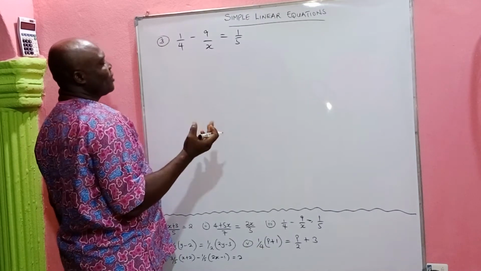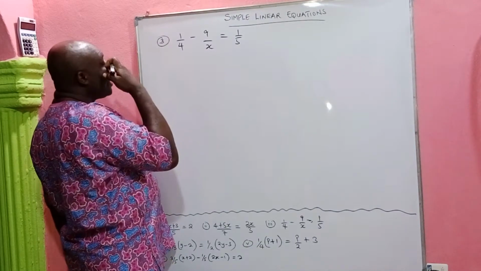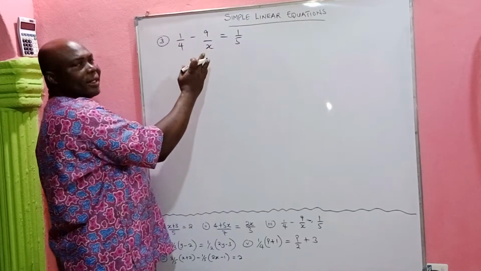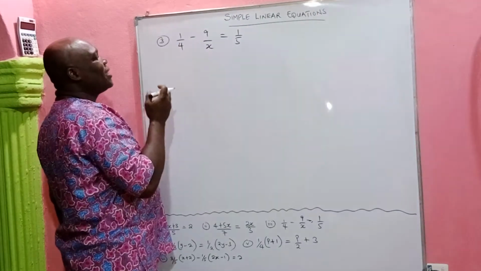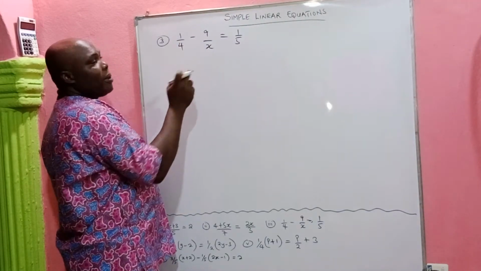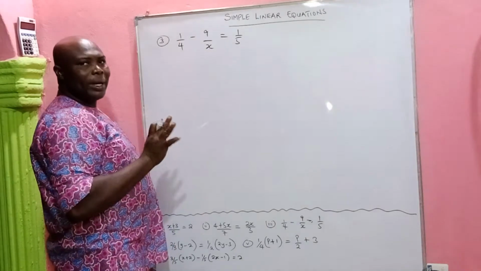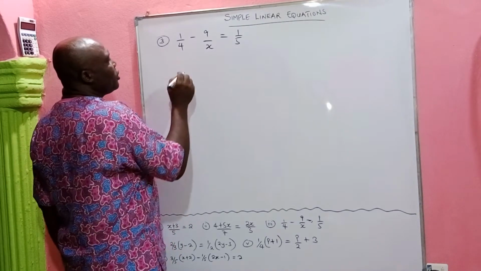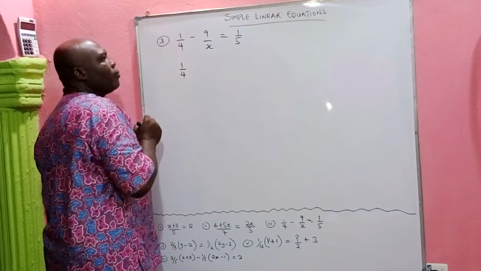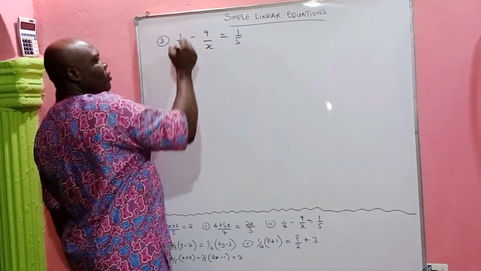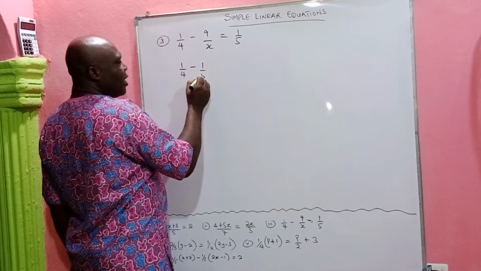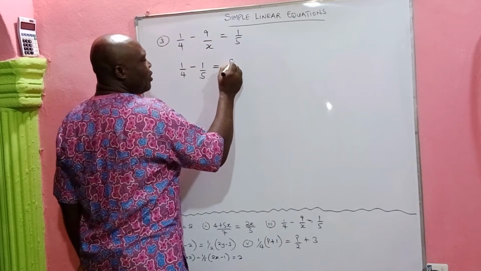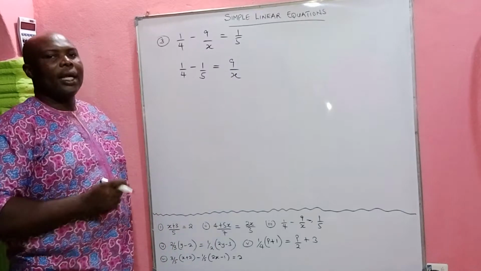First and foremost, let's collect like terms. We can choose to collect like terms by taking the normal fractions to one side and the fraction with x to one side. Or we can also do that by simplifying, by finding the LCM and then you resolve. But the easiest way is to collect like terms. So we are going to have 1 all over 4, 1 all over 5 crosses to be a minus 1 all over 5, is equal to, while a negative 9 over x crosses to be a positive 9 all over x. So we have collected like terms.